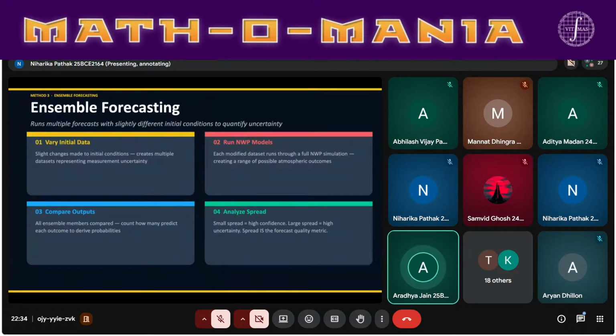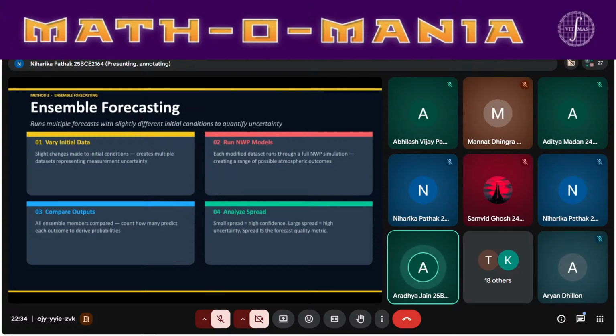As we move on to the next step, it says run NWP model. So we are running NWP models every single time. We are not just doing it once, as we did in the previous method, but we are doing it more and more with different initial conditions.